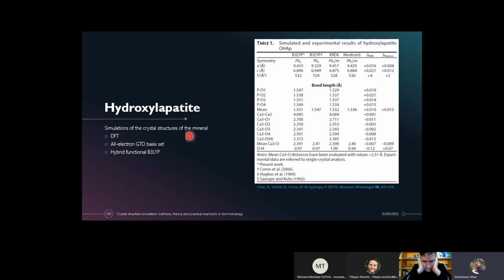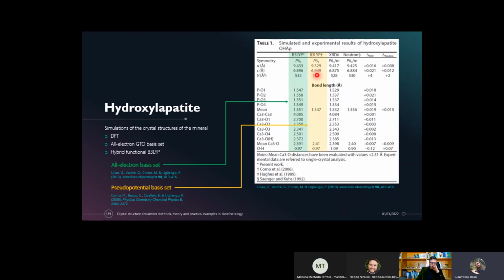Okay, this simulation was performed quite recently, using density functional theory with electron basis sets, a very fine and accurate functional. You can see here that there are very small variations in comparison with X-ray diffraction, the experimental determination of the position of the atoms. Here are the results.